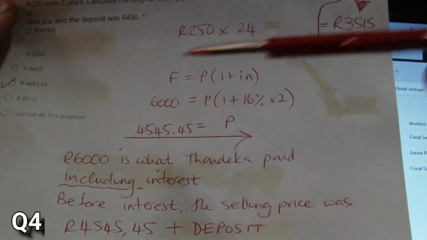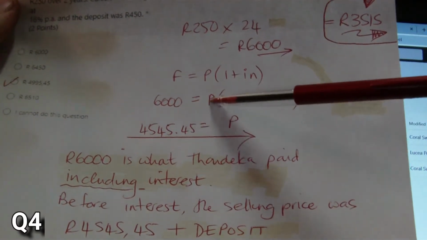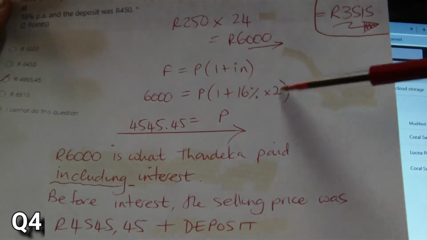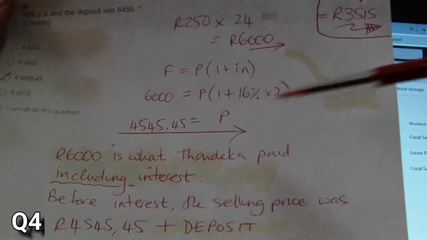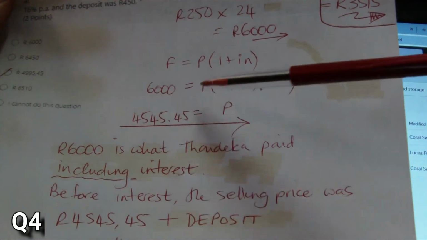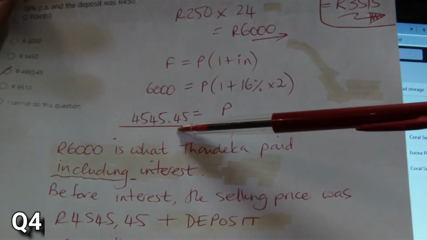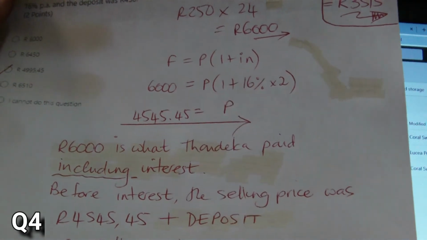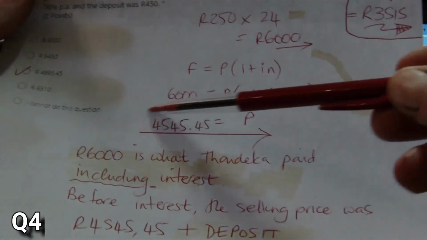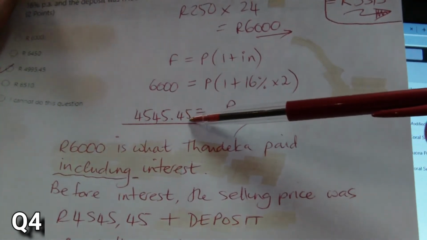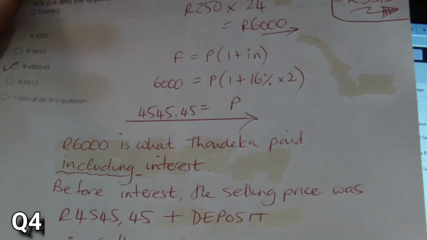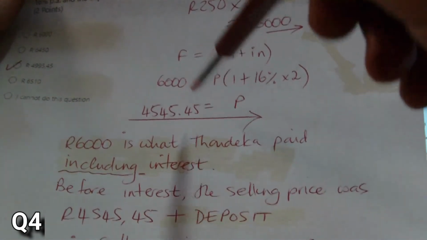So the 6,000 is your future value, and I'm looking for the present value. So you put it into the simple interest formula with your 16%, 2 years. Remember it's always simple interest with HP, and the original value ends up being 4545.45. So guys, this is actually what she owed. But because of HP, she paid 6,000.